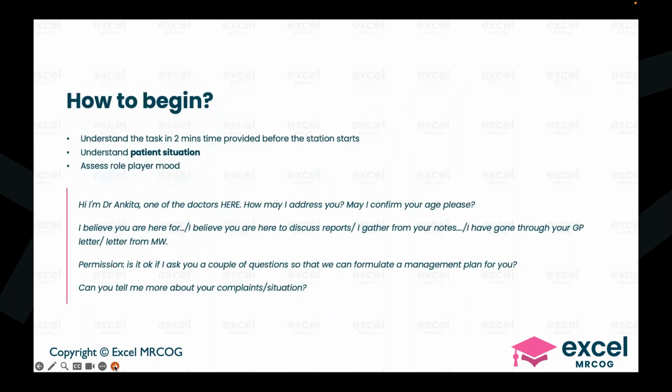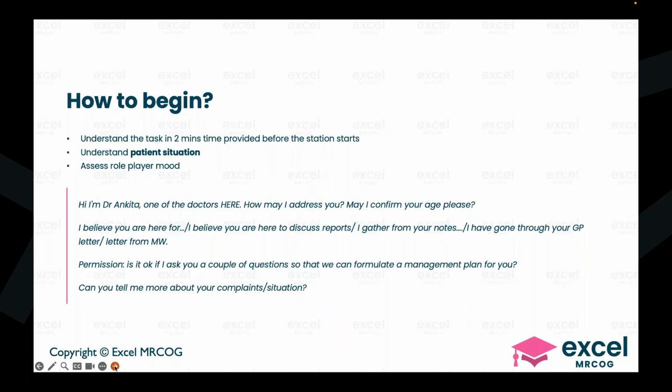So how to begin? You first have to understand the task in the 2 minutes time that is provided to you before the station starts. So I would say just read the task carefully. Do not make notes and everything. You have to just grasp the situation. It's important to read and understand this task well rather than just making notes in your notepad in the 2 minutes time.